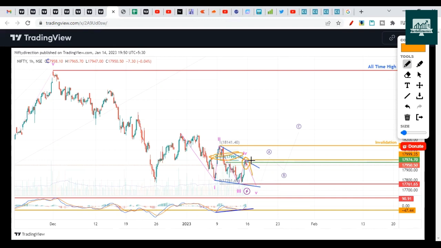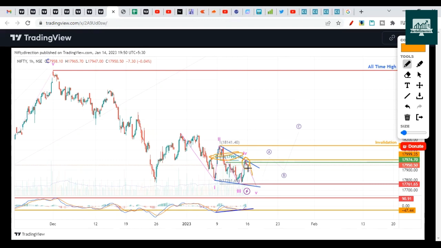If it opens gap up and sustains above this for a longer duration, then this chart will be invalid. Then again, I don't have a different picture as of now, because based on the moves here, it clearly states that there is a fifth wave pending, and this was the pullback as a fourth wave. So we will update the chart if this goes wrong tomorrow.